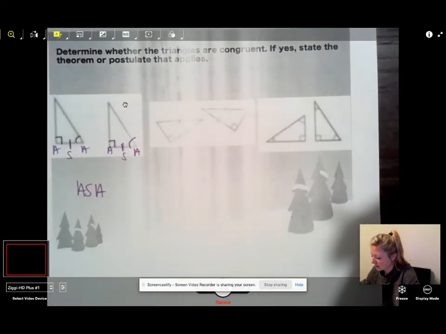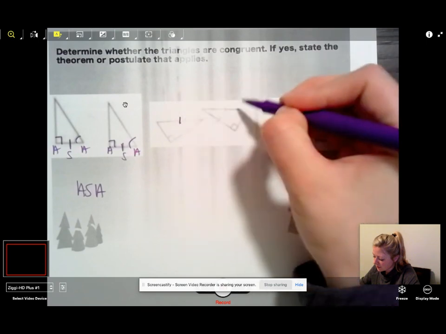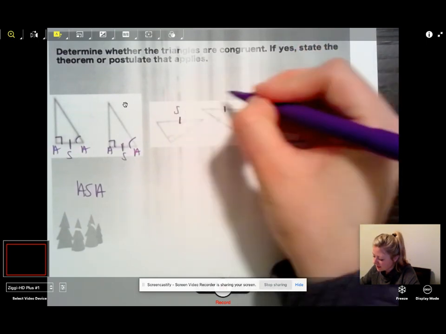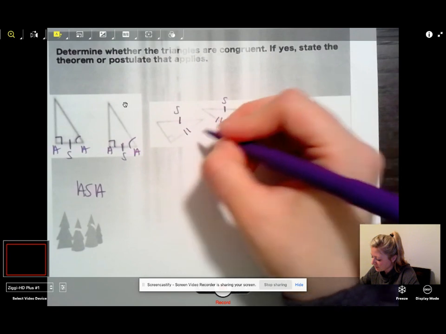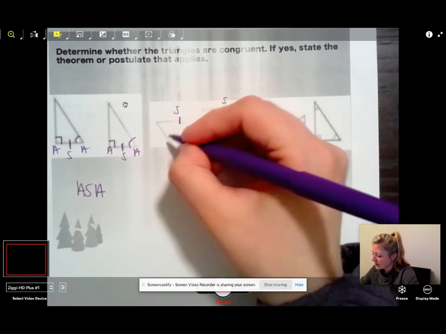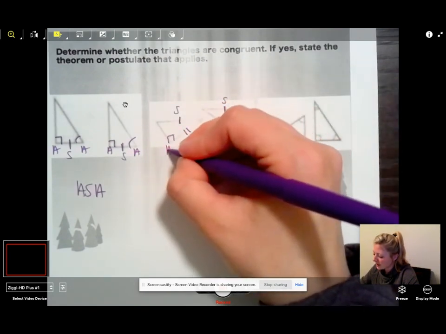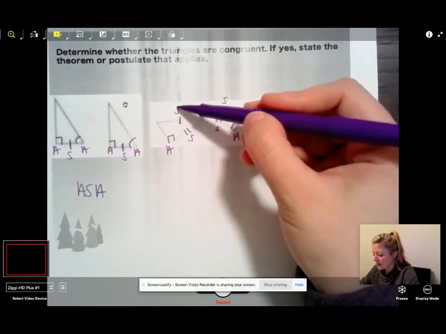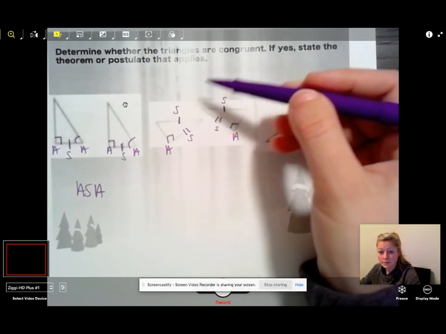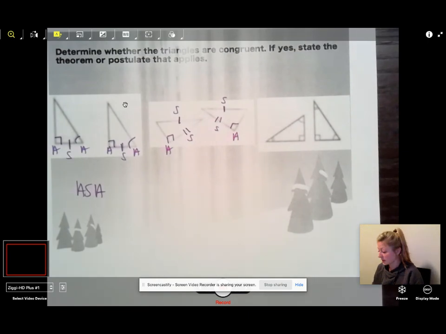Okay, this one's really faint. Sorry about that, folks. So I have a tick mark here and a tick mark there. So that's a side and another side. And then I have 2 tick marks and 2 tick marks for another side and another side. And then I have an angle and an angle. So looking right now, I would have SSA or ASS, which again, we know we're not supposed to have.